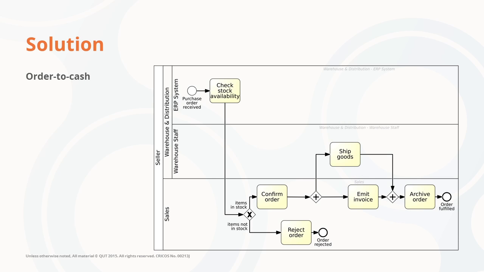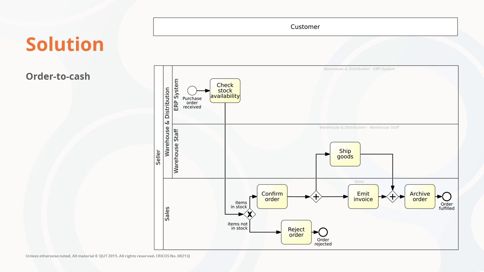So let's put this in practice in the context of our order to cash example. So we had one pool, the seller pool, and now we need to add one more pool, the customer pool. As we've seen from the scenario description, there weren't any details about how the customer actually participates in this process, so we can model the customer by means of a collapsed pool.